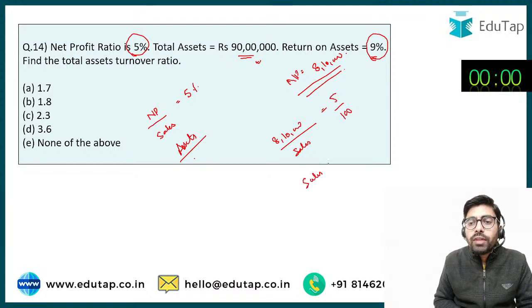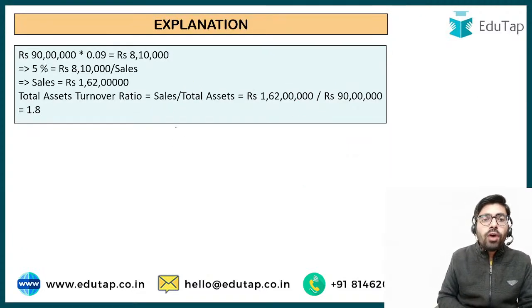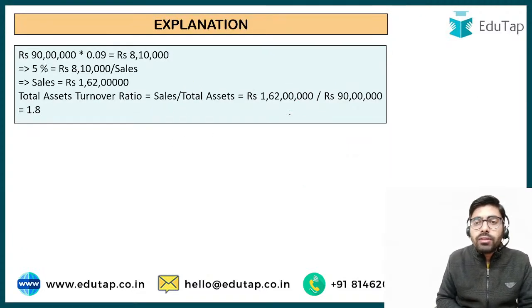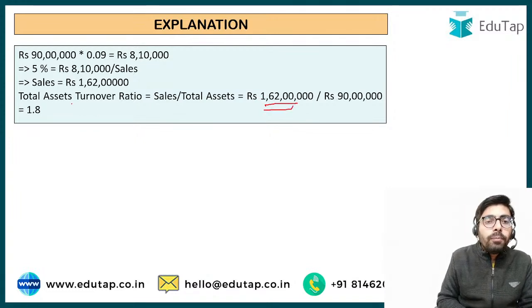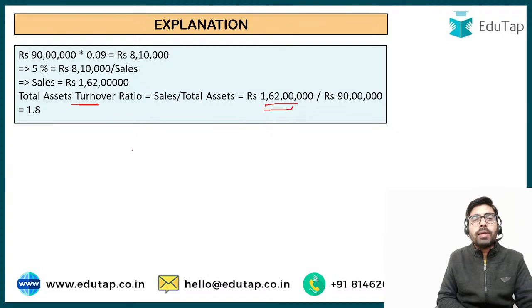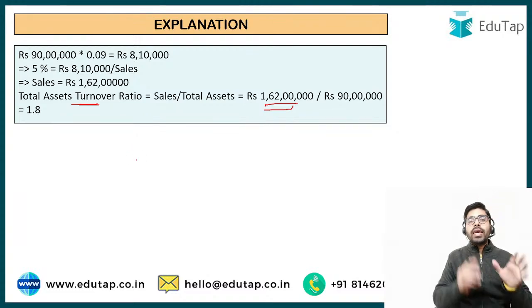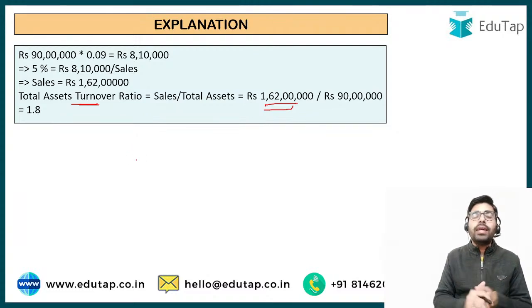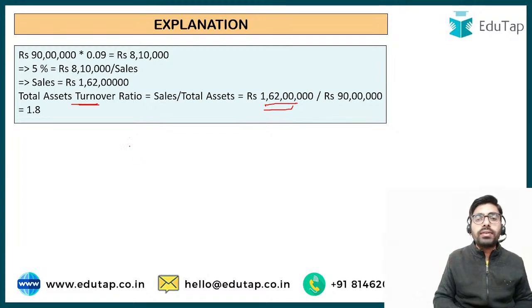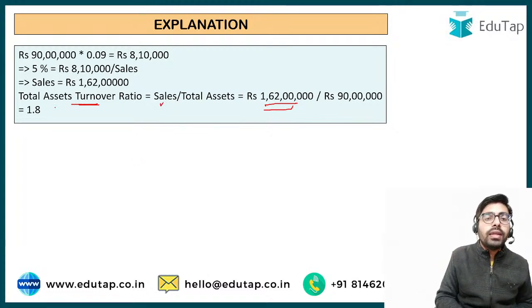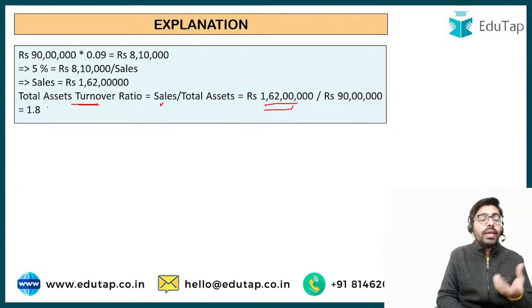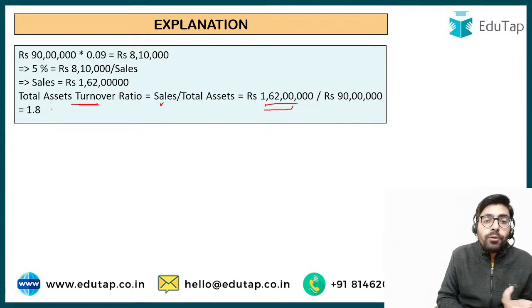this is going to give me the figure of sales. And what is going to be the figure of sales? If I solve it, 162 lakh is going to come out to be my figure, and I have to compute the asset turnover ratio. In the previous class, I told you the trick that if you want to compute a turnover ratio, the numerator is going to be the sales and the denominator is going to be that particular figure for which you have to compute the turnover ratio.